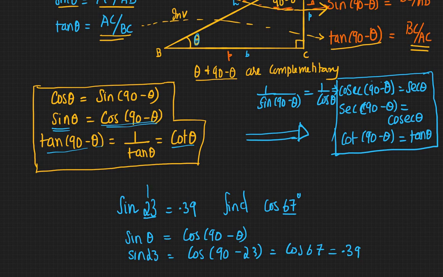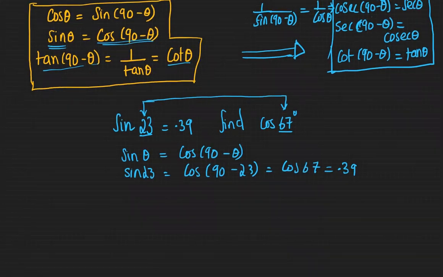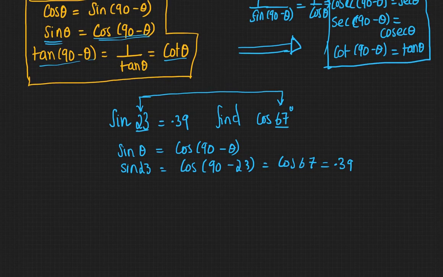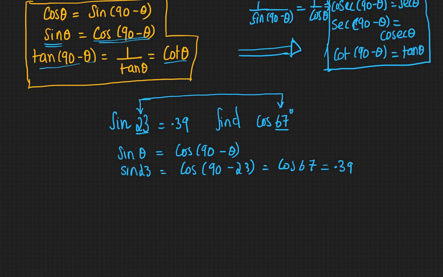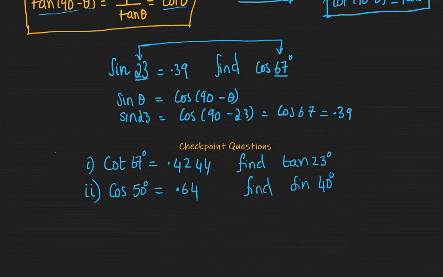The way to look at patterns is to see if both these angles add up to 90 degrees, and then you immediately know that they are complementary angles. So here are the 2 checkpoint questions. Please try to do this and try to update your answer in the comments.